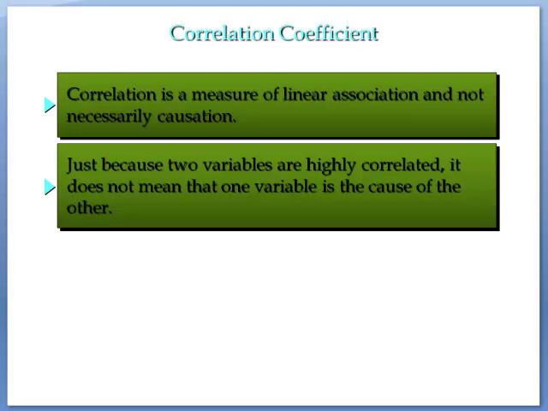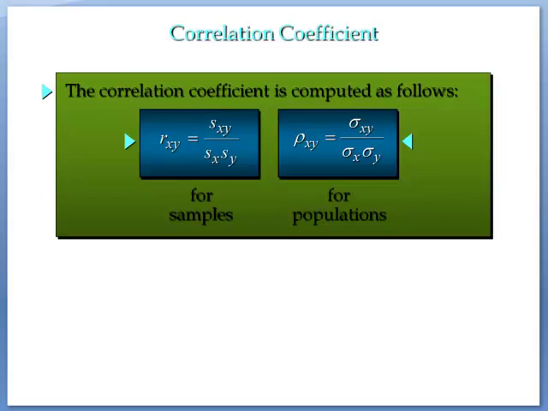The correlation is also a measure of linear association, but be careful, it doesn't mean causation. Just because two variables are highly correlated, it does not mean that one variable is the cause of the other. Try to think of some examples of these, and let's discuss them in class. And these are the two formulas for the correlation coefficient for samples and for populations.